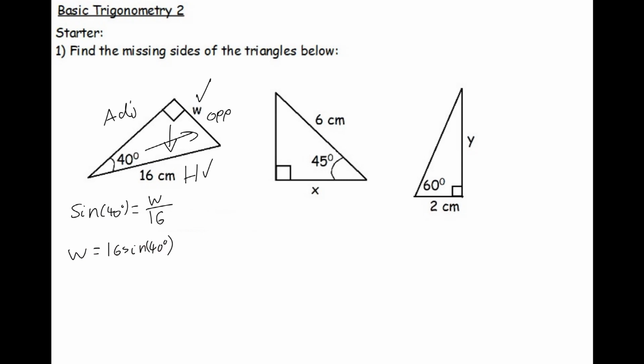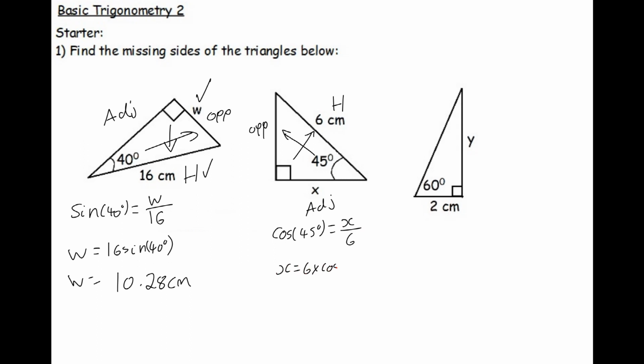And if I put it into my calculator, I should get about 8 point something. 16 sine 40. Oh, no, 10.28, so 10.28 centimeters. In the second question, we have hypotenuse 6, and the opposite is not labeled, and the adjacent is x. So this time we have the adjacent, and we want the adjacent, and we have the hypotenuse, so we use cosine. Cosine 45 degrees equals the adjacent, which is x, over the hypotenuse of 6. I multiply both sides by 6, you get x equals 6 cos 45. So to work out x, we do 6 times cos 45, which is 4.24 centimeters.